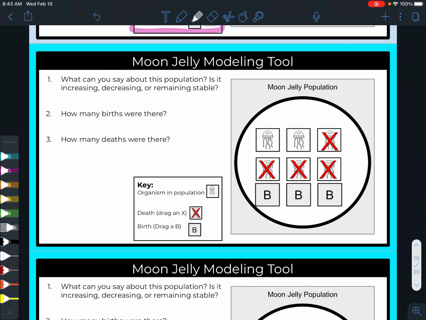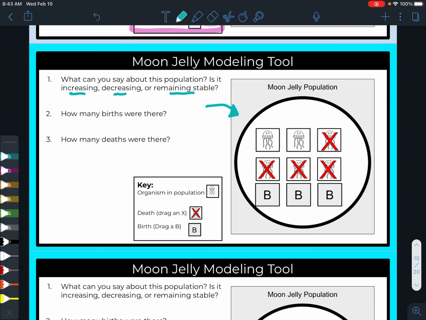Looking at slide number 10, mine looks just a tiny bit different. I don't have the green box with the tools that you guys do, but let's look at this one together real quick. Question number 1 says, what can you say about this population? Is it increasing, decreasing, or remaining stable? To answer that question, we have to look right over here at this modeling tool.